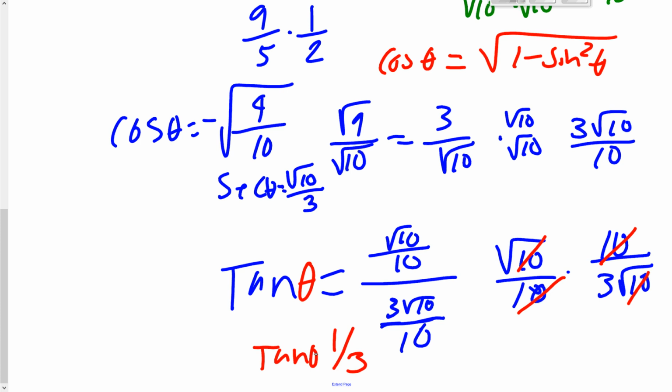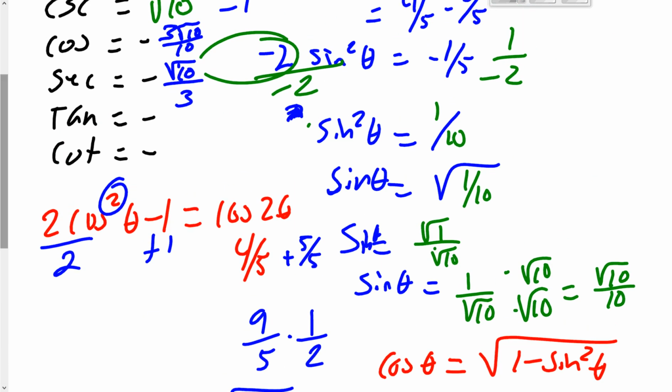And we know it's negative because we're in the second quadrant. And then we can flip that for cotangent, which is 3. And we know it's negative because we're in the second quadrant. So this is negative 1/3. This is negative 3. So there we have all 6. So that's done for that example.